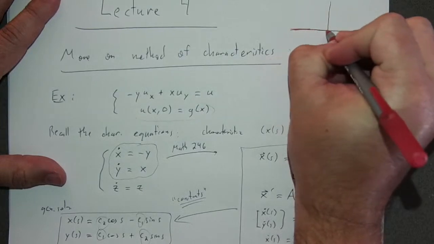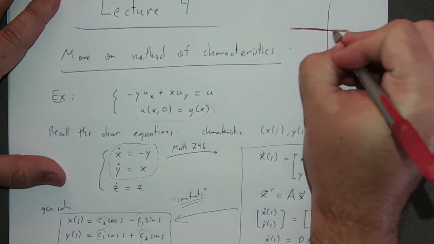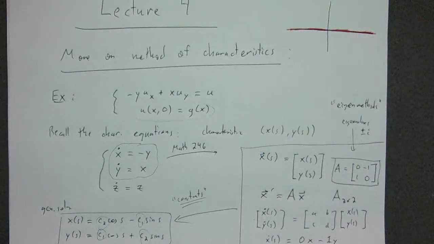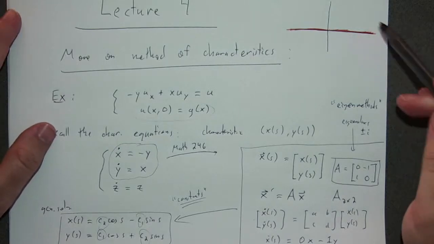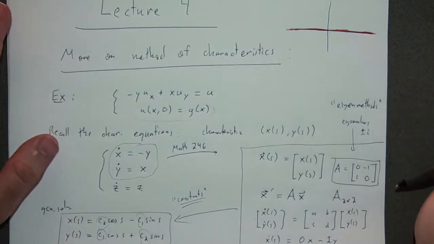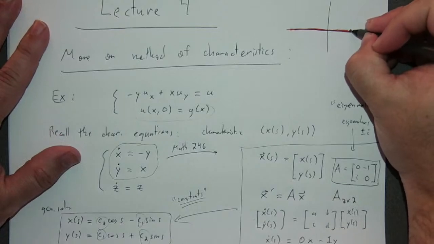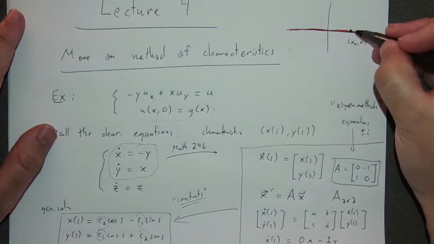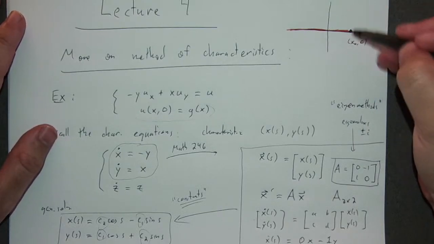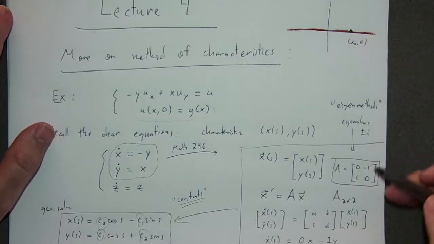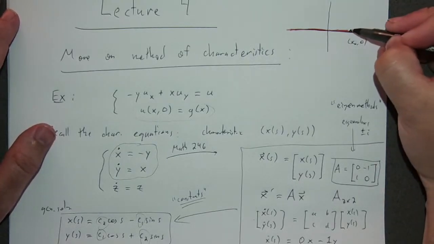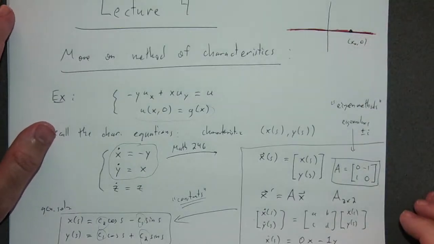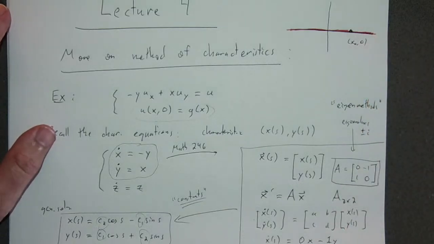So my data curve is the y-axis, which is pretty typical here. Okay, so here's my data curve. At some point here, x naught, 0, I have a characteristic emanating from this point, or at least a characteristic that intersects this data curve at this point.